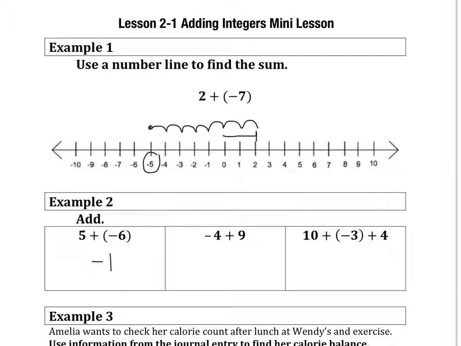So we're going to do the same strategy with the second one, -4 plus 9. They're opposites, so we're going to subtract and keep the sign of the larger. 9 take away 4 would be a +5.